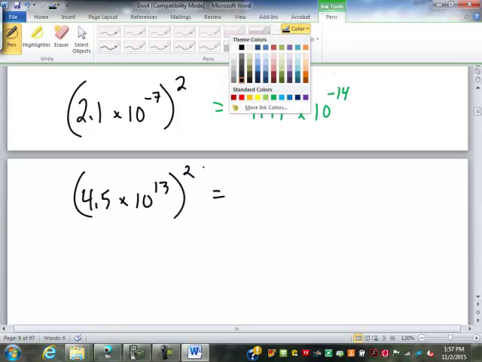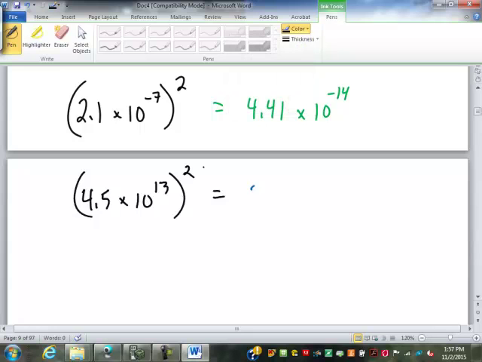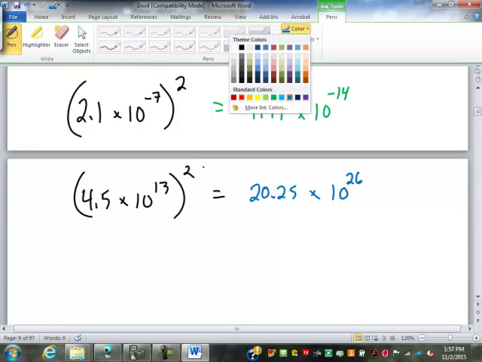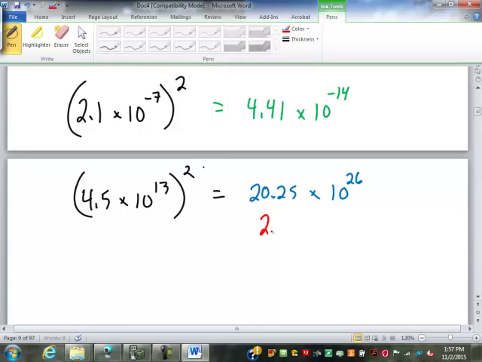4.5 times 10 to the 13th, squared. What's 4.5 squared? 20.25. 10 to the 13th squared is 10 to the 26. We multiply by 2. Now we're not done on this one. What do we have to do? 2.025 times 10 to the 27th. Very good.